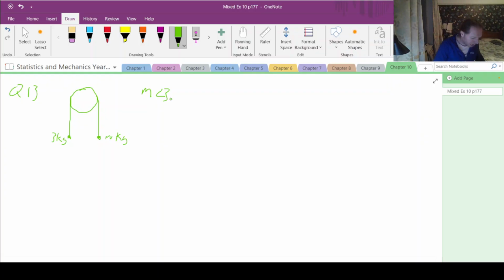The initial acceleration of each particle has magnitude of 3/7 g. So we've got an acceleration in this direction, because that's the heavier side, of 3/7 g. And find the tension in the string. Okay, this is very similar to the last question that we did, question 12.